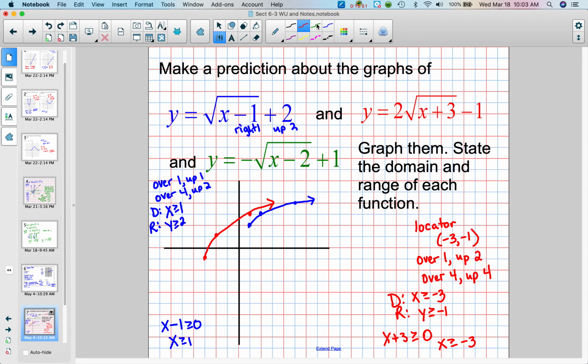And then for our last one, the locator is going to be a +2, +1. So I'm going to locate that.